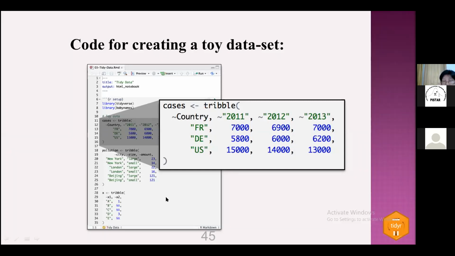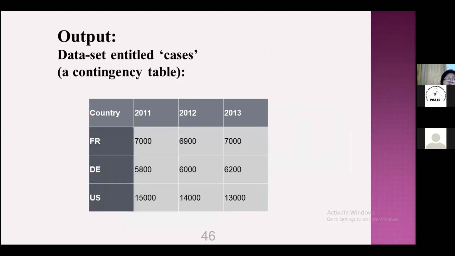As soon as you do that, ladies and gentlemen, you get this output, a data set entitled cases, and it is in a contingency table form, as you can see. On this side you have the countries, and on this side you have the years. And inside the cells, you have the number of cases of that particular disease, whatever you might think it is.